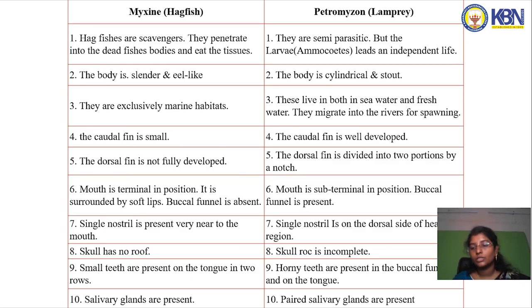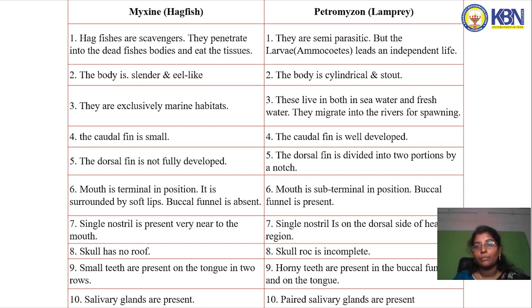Next, let us learn about the differences between Myxine and Petromyzon. First, Myxine. These are also called hagfishes. Hagfishes are scavengers. They penetrate into the dead fishes' bodies and eat the tissues. Why are they called scavengers? They penetrate into the dead fishes and eat those tissues.